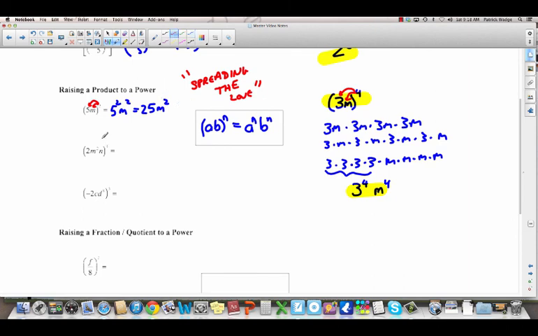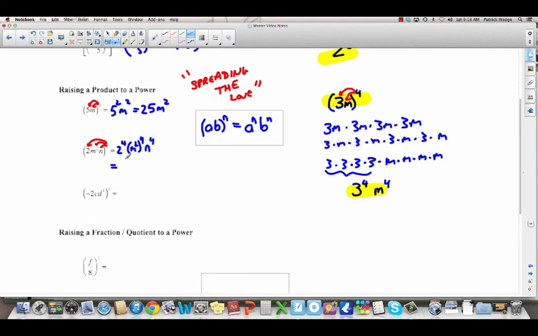Next one, (2m squared n)... you got to spread the love 3 times this time. This 4 here is going to be spread to the 2, the m squared, and also the n. So you end up with 2 to the 4th power, (m squared) to the 4th power. I'm going to put it in brackets so it doesn't look like m24, and n to the 4th power.